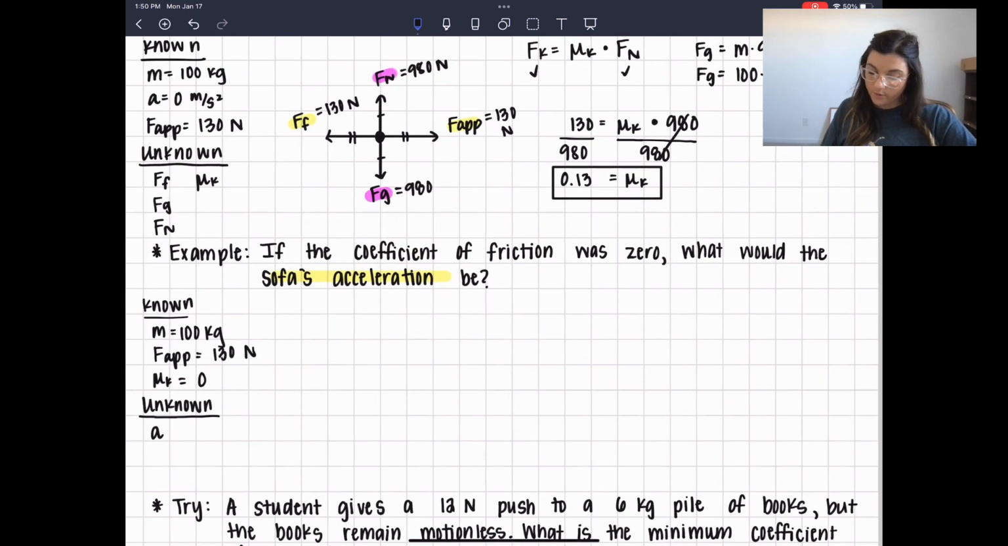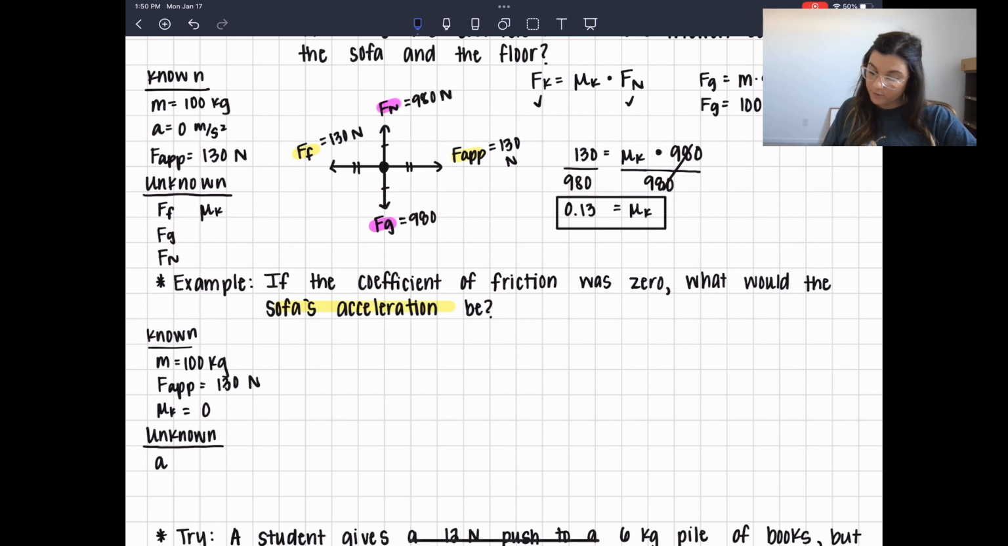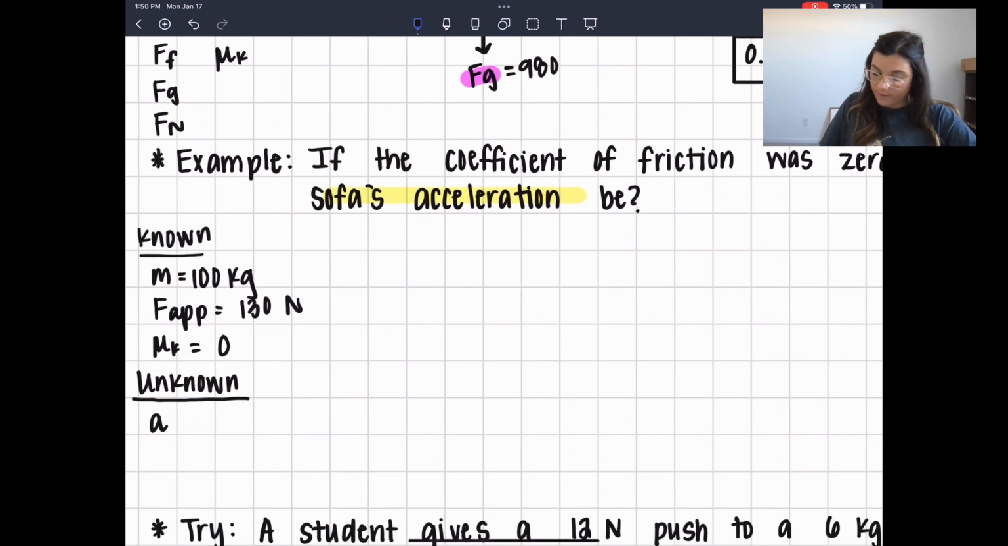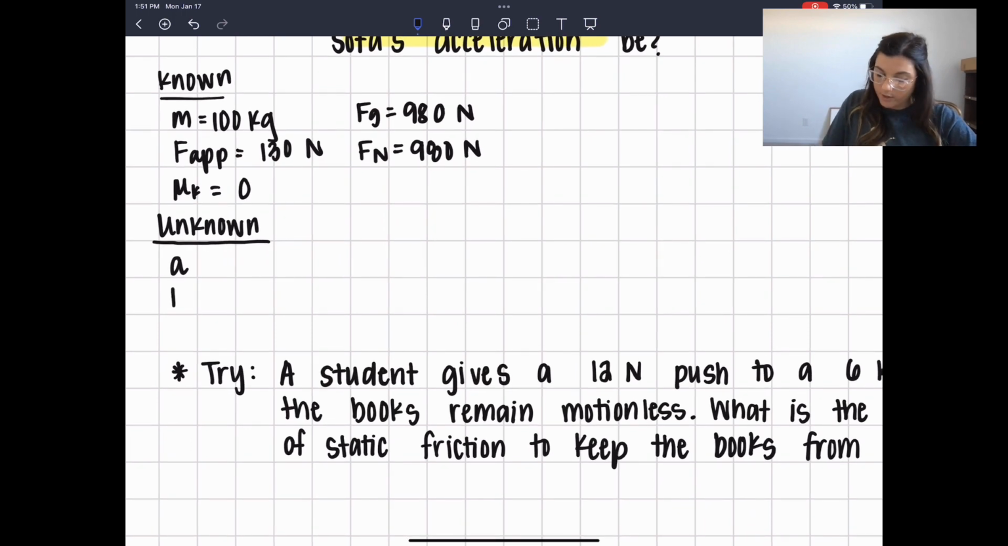I guess I do know the normal force and all that information from last time. I guess gravity is going to be the same. It'll be 980 newtons, which means normal force will be 980 newtons as well. But my force of friction, I do not know. Or do I? Let me think about this.